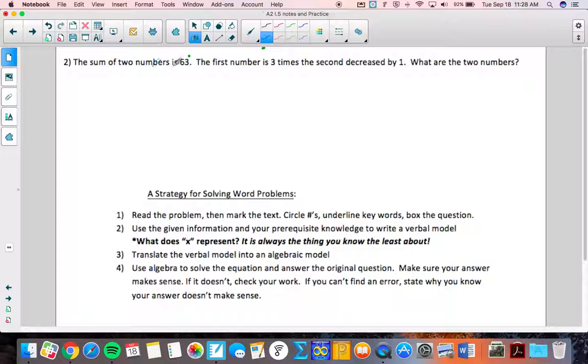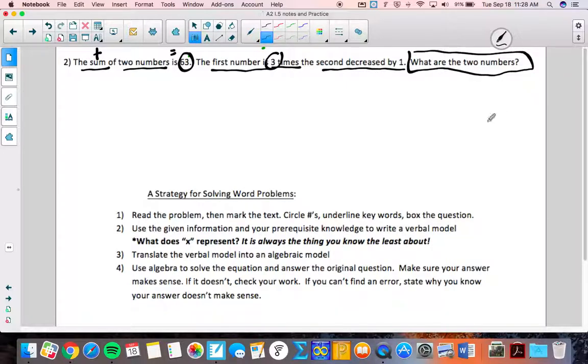The sum of two numbers is 63. Sum means adding. We have two numbers that equal 63 when we add. The first number is 3 times the second decreased by 1. What are the two numbers? So again, I can say the two numbers are blank and blank. All right. I need to identify the first number and the second number.